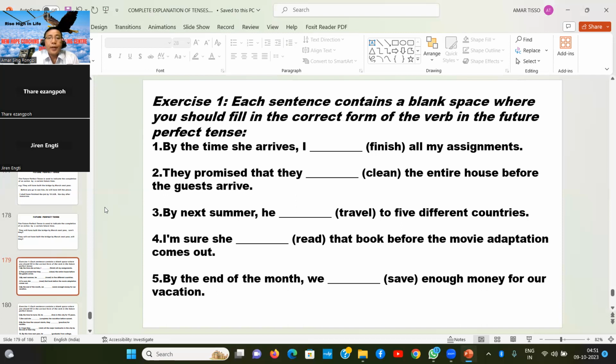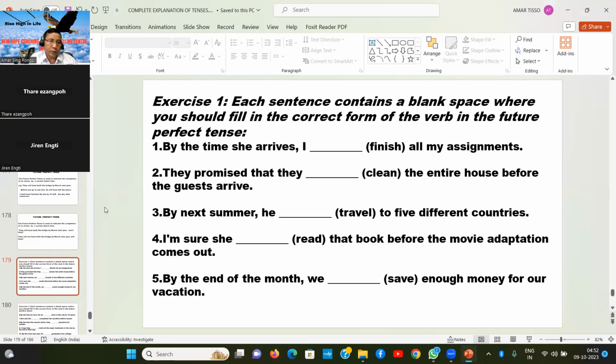Okay. Let's try number three. Jiren. By next summer, he will have traveled to 5 different countries. Yes. Number four, Sadin. I'm sure she will have read the book before the movie adaptation comes out. Yes. I'm sure she will have read that book before the movie adaptation comes out.